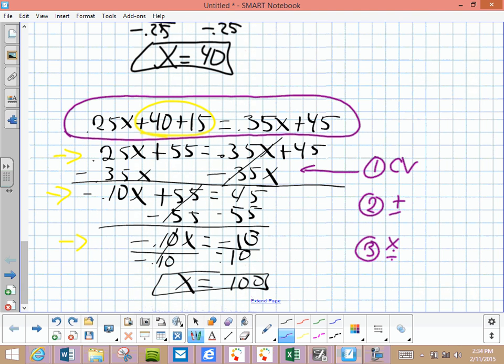And right here, you're combining variables. Right here, you're adding or subtracting. And right here, you're dividing or multiplying. And bam, your answer is there. Let's take a picture of that. It's on the video.